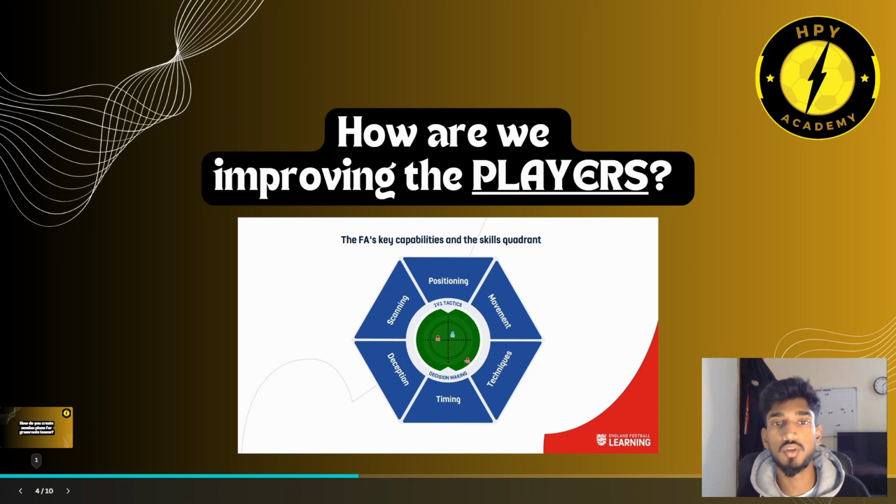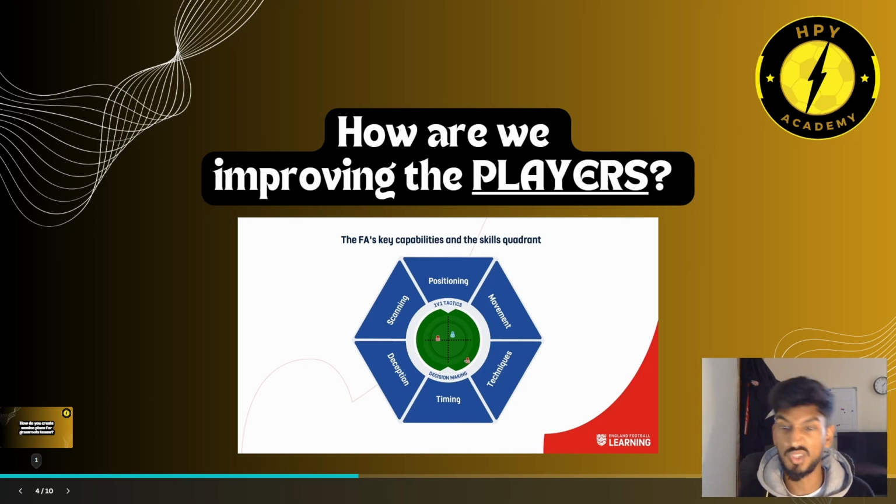Now, depending on the group of players that you have, a lot of this might be helpful for you. A lot of this you might notice already. Some of it might be completely new to you. So I'll explain it very briefly. Scanning: how are they looking at the pitch? Are they looking at where their players are in relation to where they're standing? Positioning builds on from scanning. Once you've scanned, are you in the right position to receive the ball?